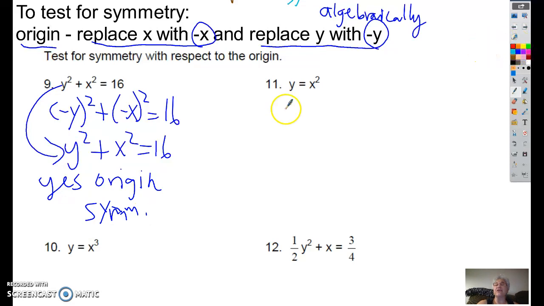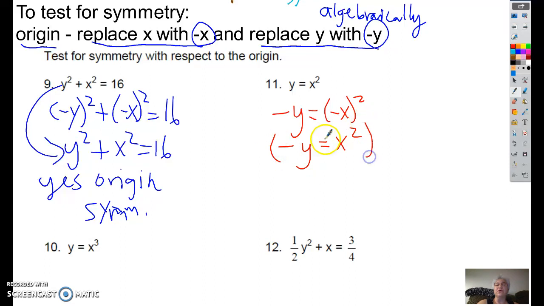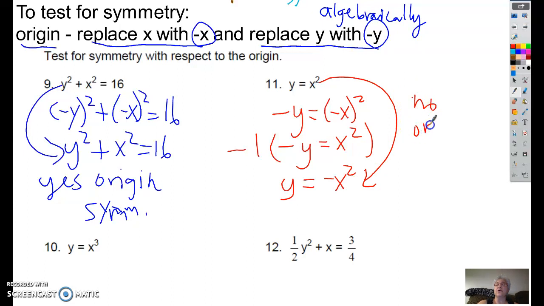For our second equation, negative y is substituted for y, and negative x is substituted for x. Negative y equals x squared. I need to multiply both sides of this equation by negative 1 because every equation must end up with y equals. So y equals negative x squared. These are not the same, so there is no origin symmetry.